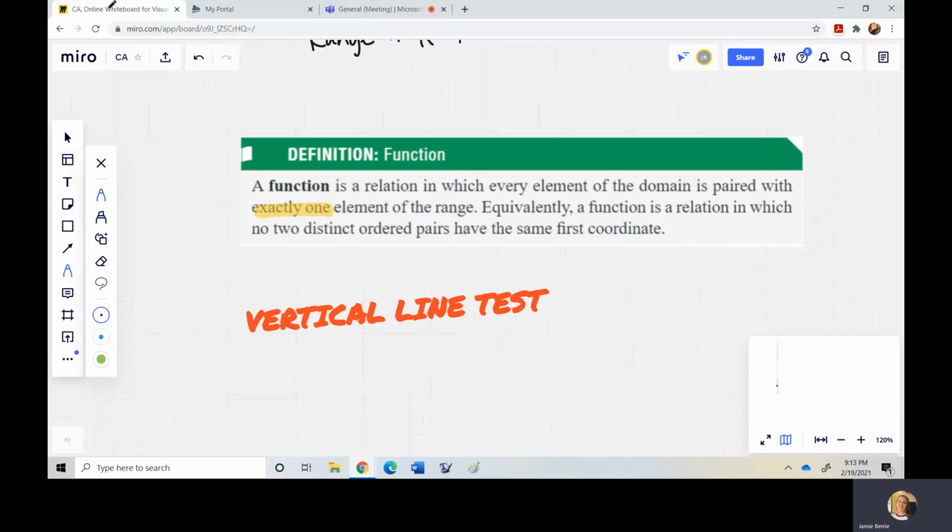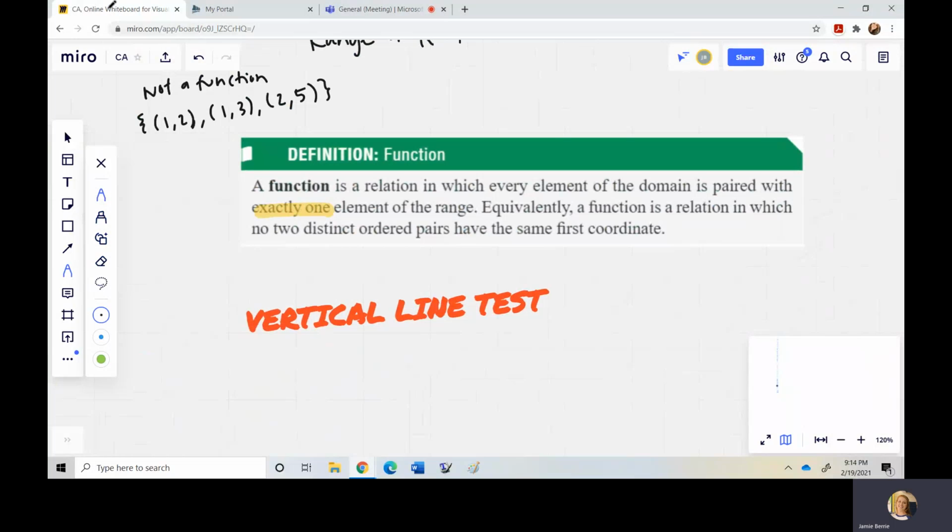Let me show you an example of something that is a function and something that isn't. Let's start with something that isn't a function. Actually, let's write that as not a function. That's probably better grammar. So let's say we have this set of ordered pairs (1, 2), (1, 3), and (2, 5).